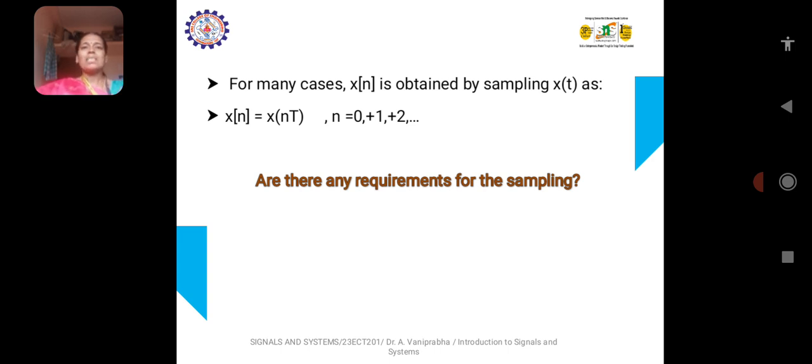And what is the main requirement for sampling? We have already studied sampling in lower classes. Sampling is nothing but taking samples at regular time intervals from a given continuous input. The sampling is just like that. We can't take samples or sample the signals arbitrarily. It has some threshold value.